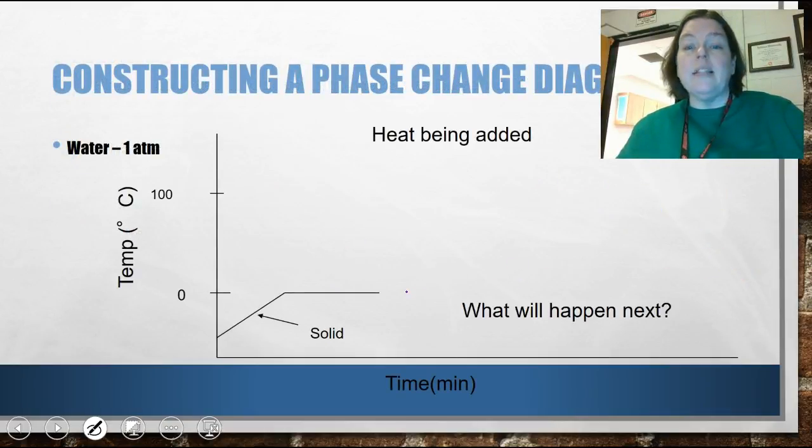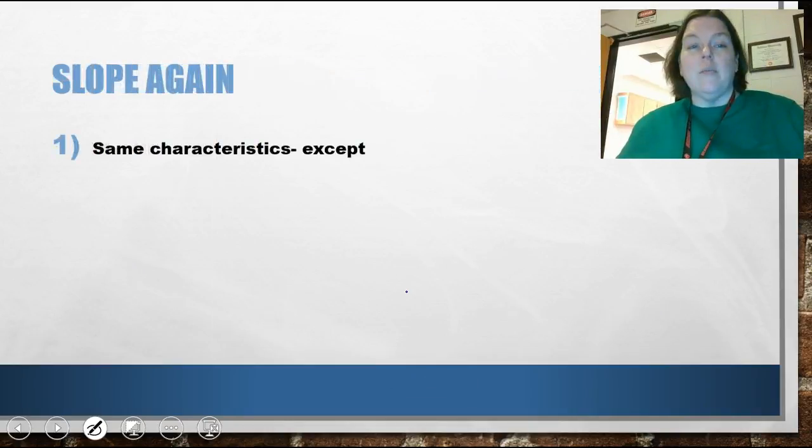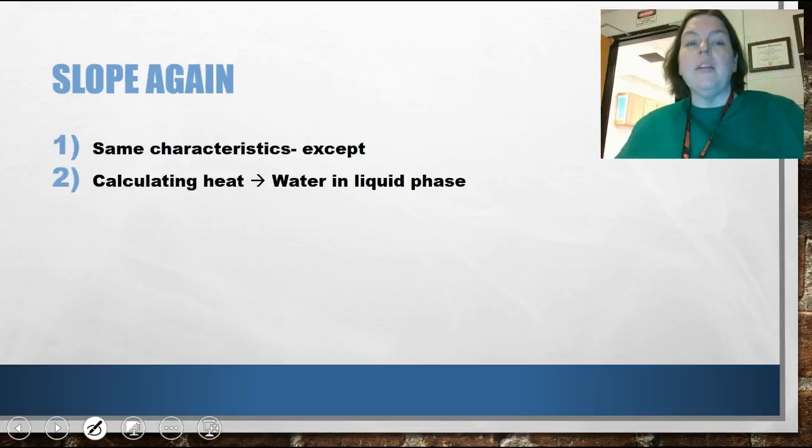Next phase, what will happen next? Well, it's now only a single phase. It's all in liquid phase. So now temperature will rise once again. So now we have temperature rising once again. Now we can revert back to the same characteristics as the first time when we had a single phase. But this time when we're calculating heat, water is in the liquid phase.